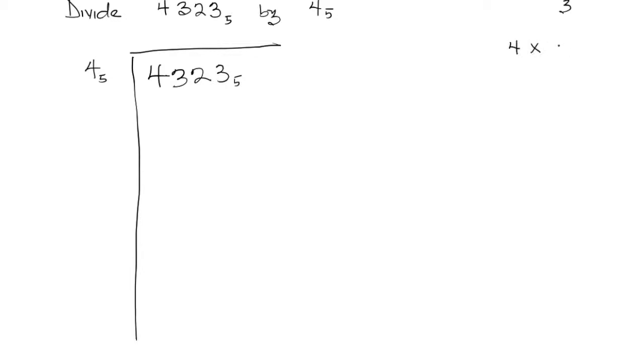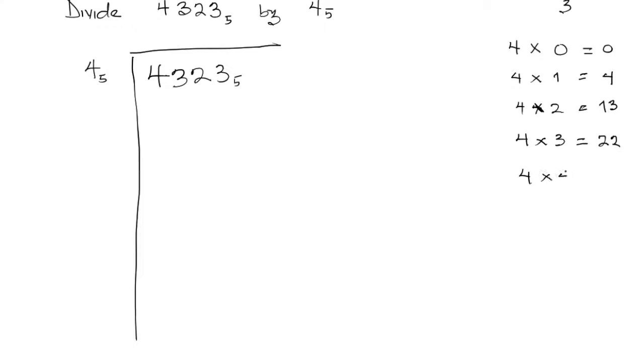So 4 times 0 is equal to 0. 4 times 1 in base 5 is equal to 4. 4 times 2 in base 5 is 8 normally, but in base 5, that's going to be one bunch of 5 and 3. 4 times 3 is 12. 12 is 2 bunches of 5 and 2.